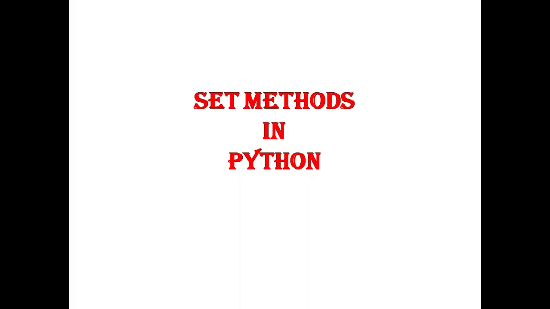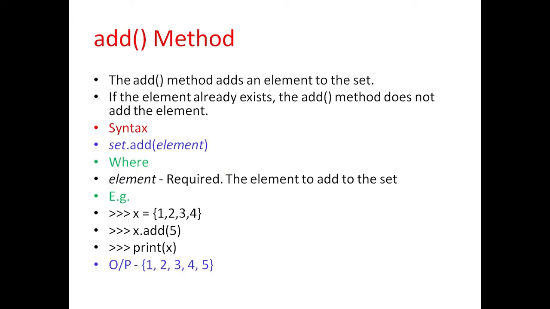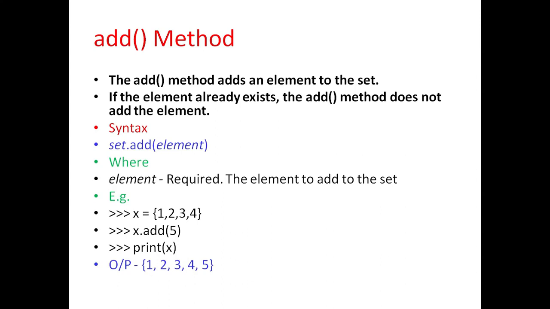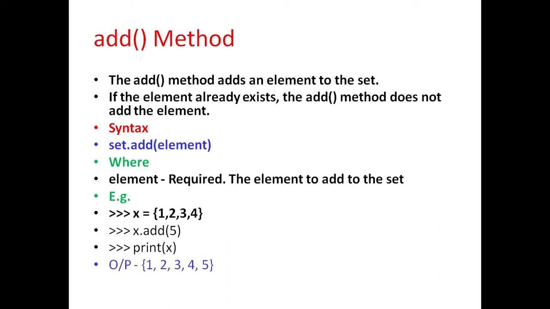Here we will see set methods in Python. First is the add method. The add method adds an element to the set. If the element already exists, the add method does not add the element. The general syntax is set.add(element), where element is a required parameter which specifies the element to add to the set. For example, if set x is defined with elements 1, 2, 3, 4, and we specify the method x.add(5), when we print it, it will print the output as 1, 2, 3, 4, 5.